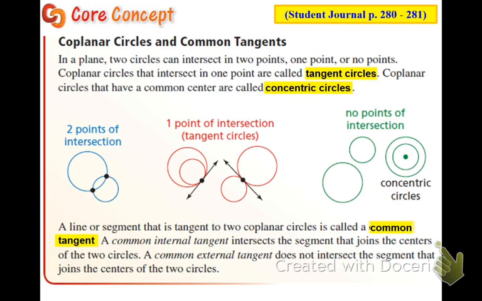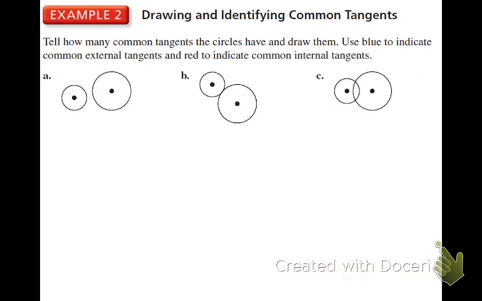Which of these two lines, the left one or the right one, is between the two circles? The one on the right. So this is the internal tangent because it's sandwiched between the two circles. And then the external is on the outside of both of them, not between them. So in this section, we're going to talk about internal and external. You will catch on, I promise.